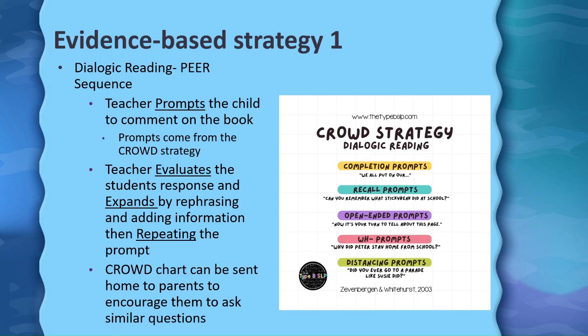So now our first evidence-based strategy is the peer method. So within the peer method, we have the teacher prompting the child to comment on a book. Over here we have the crowd strategies, which is different types of prompts and questions that you can ask the student. Then the teacher evaluates the response and expands by rephrasing and adding information and then repeating the prompt. So very self-explanatory how it works. You're very much just trying to have conversations about books that expand thinking about it, but also expand the student's oral language.